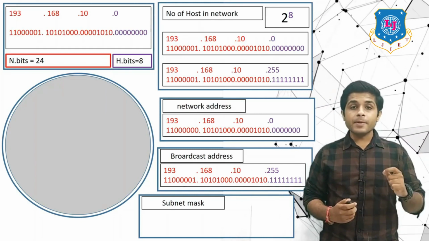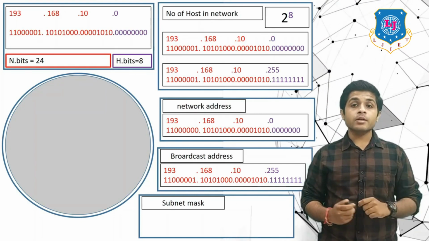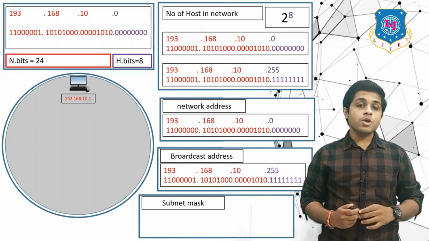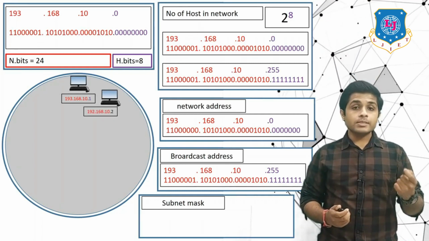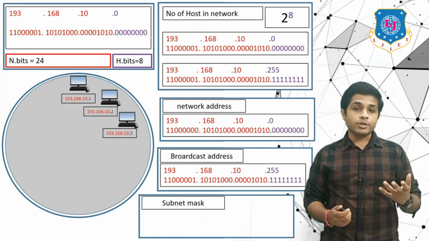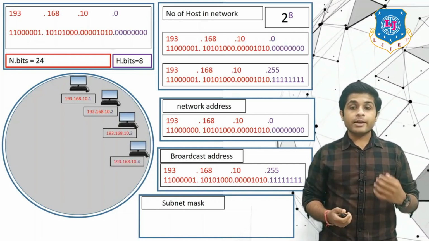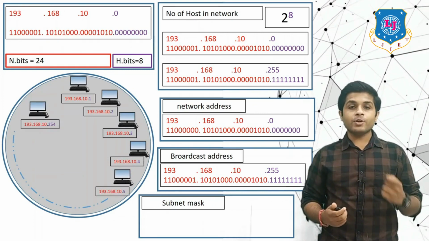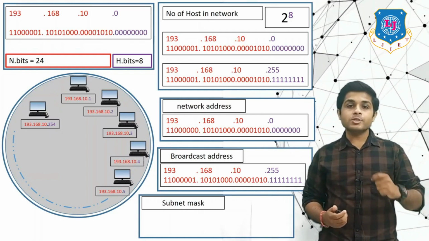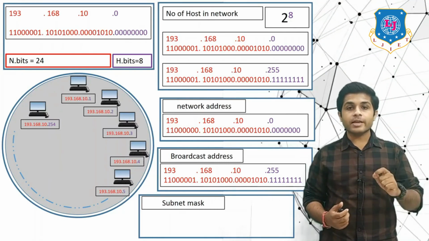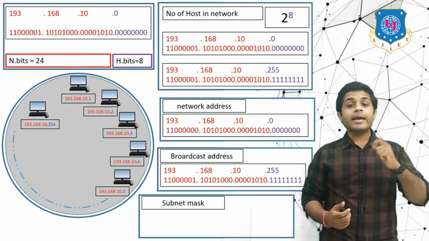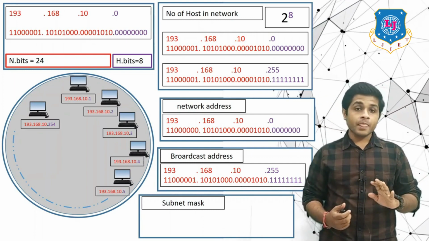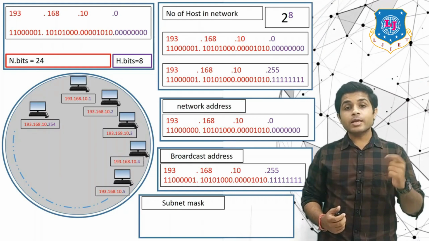So the IP address of the first device in this network will be 193.168.10.1. Then the next device will get 193.168.10.2. Then 10.3, 10.4, 10.5, 10.6, and it will keep going up to 10.255. So the first usable address of this given network is 193.168.10.1 and the last usable address is 193.168.10.254.